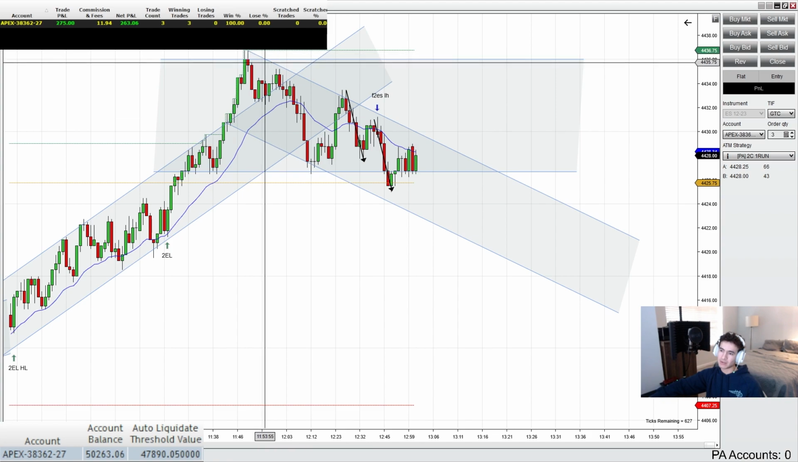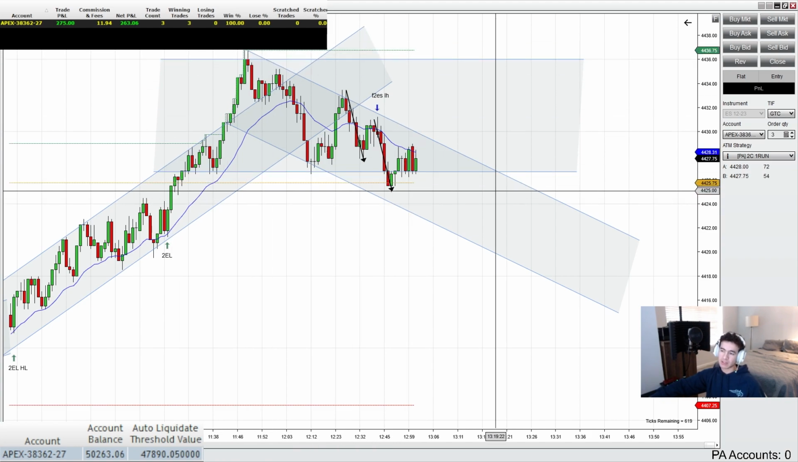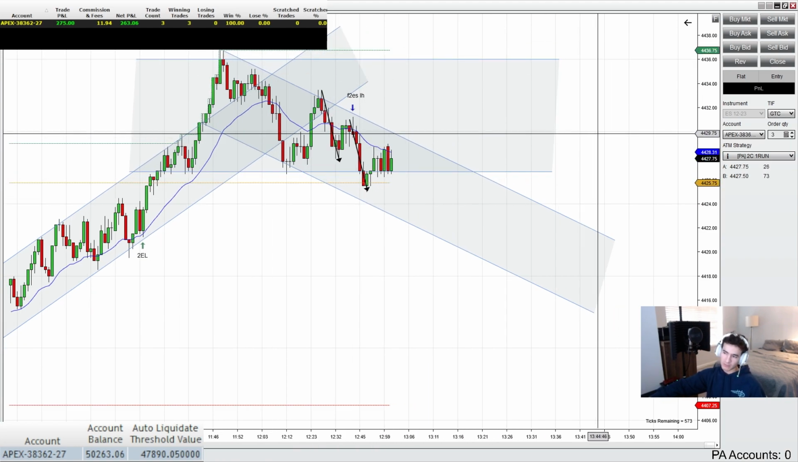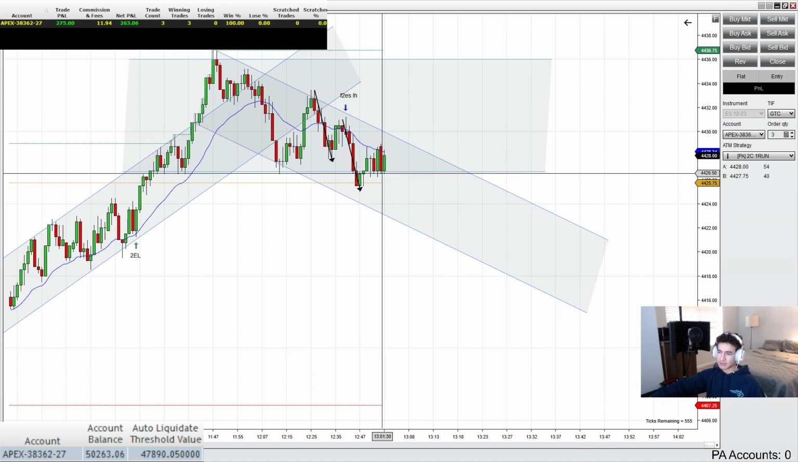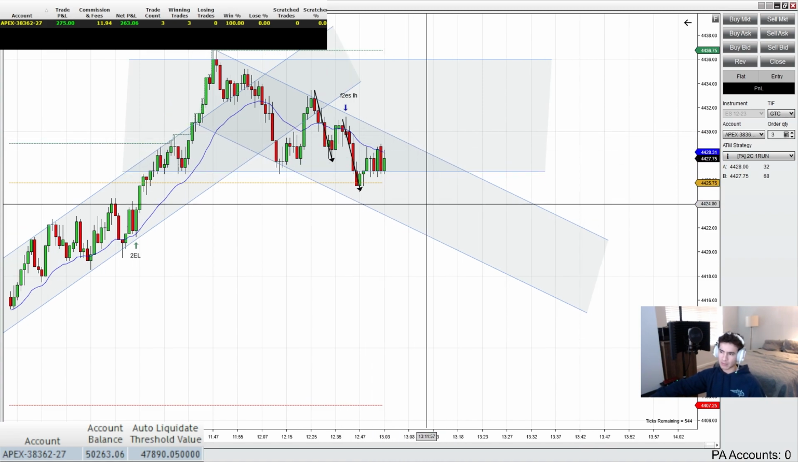So we could get a new extreme of this uptrend, but we're also in a downtrend now, so now we have to sit on our hands and wait for the next trade. And that's the only reason why I took profit on the runner.